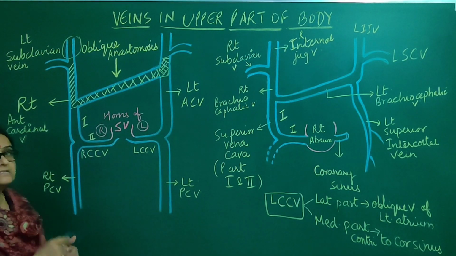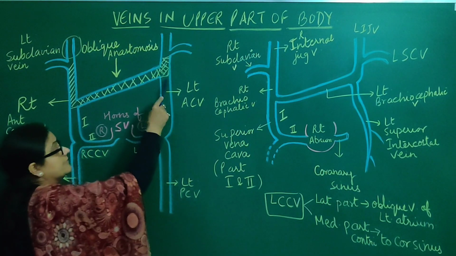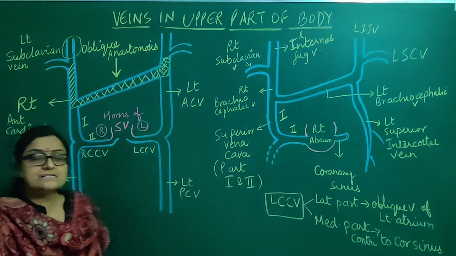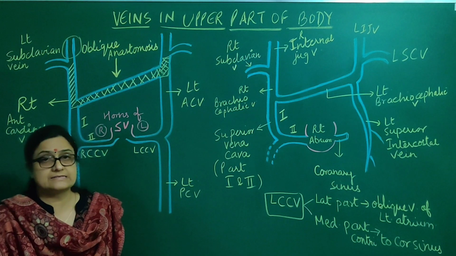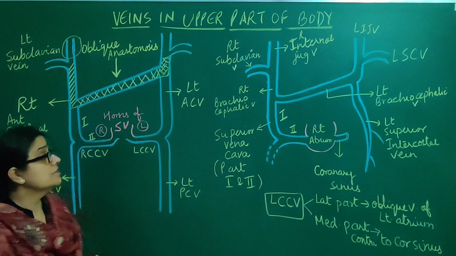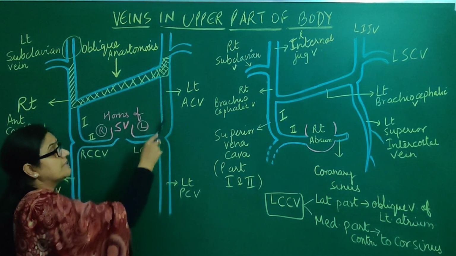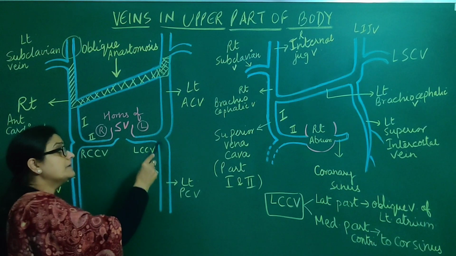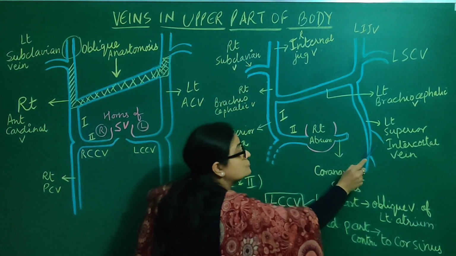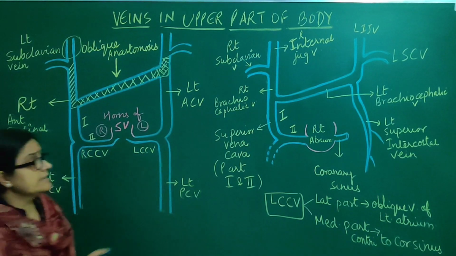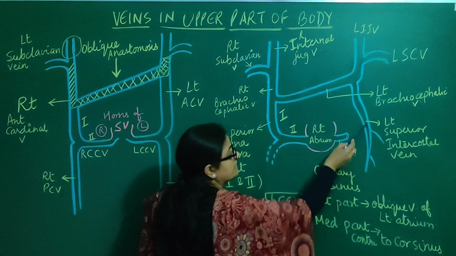So in this event, what will happen? The left anterior cardinal vein as well as the left posterior cardinal vein, these two areas will largely regress. But small remnants of the left anterior cardinal vein plus the left posterior cardinal vein will develop into the left superior intercostal vein. This is the left superior intercostal vein.